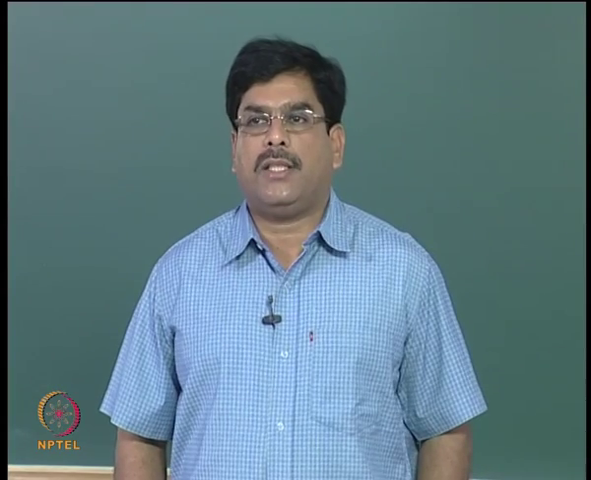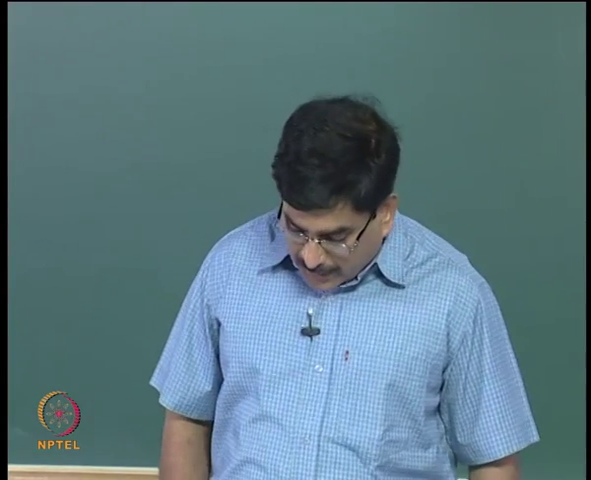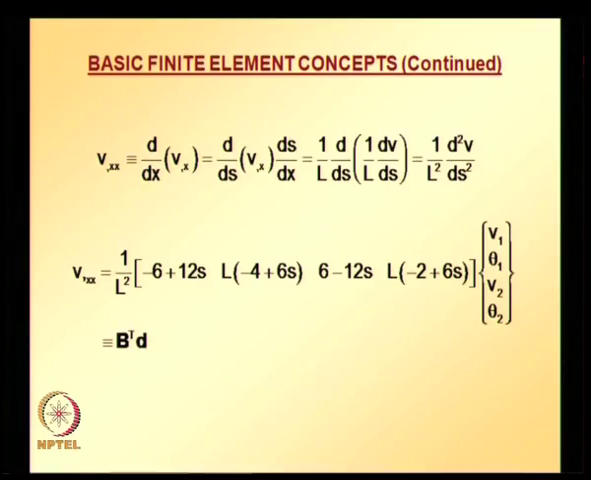and this relation, that is the second derivative of V with respect to x, can be compactly written as B transpose D, where B is defined as the first row vector along with 1 over L square, and D, as you already know, is nothing but V1 theta 1 V2 theta 2.